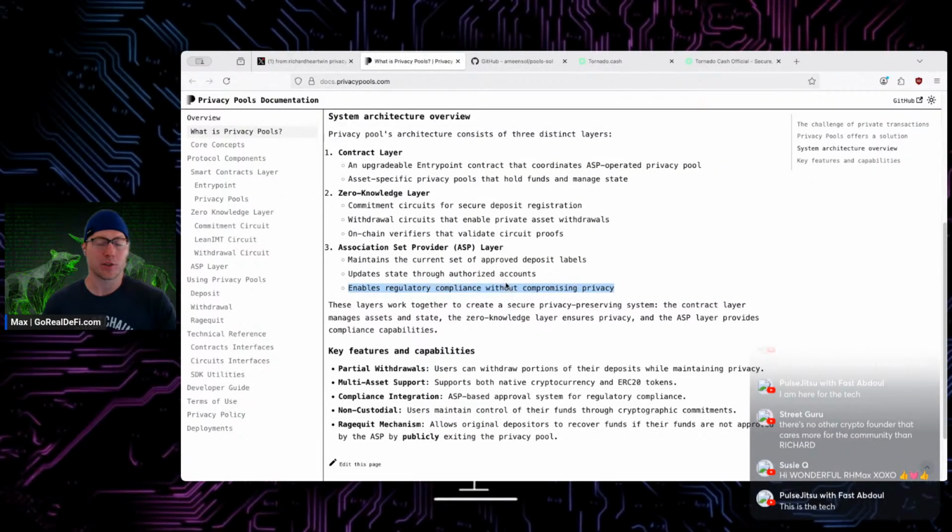So that's the hard piece to get correct, which may be the game changer for this. Okay, maybe they won't get shut down like Tornado Cash before, even with the pro-crypto administration and government, because, I don't know, maybe they have some OFAC list they work through. These layers work together to create a secure, privacy-preserving system. The contract layer manages assets and state. The zero-knowledge layer manages privacy. And the ASP layer provides compliance capabilities. Okay, so that's the compliance piece.